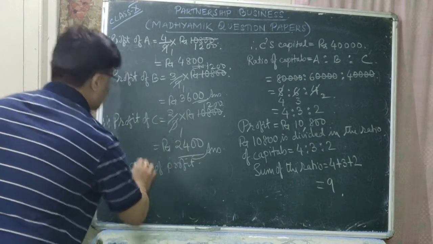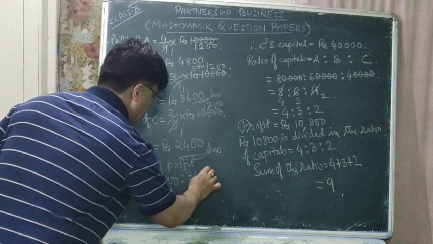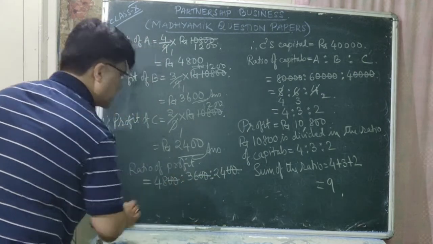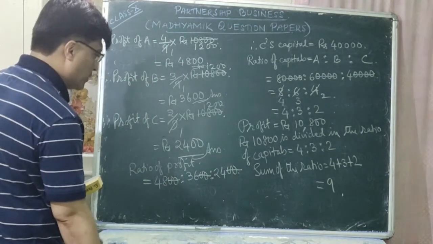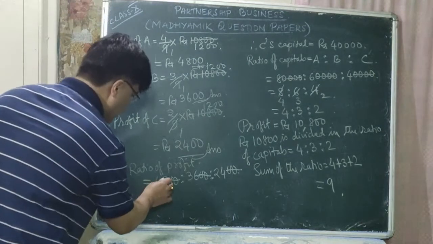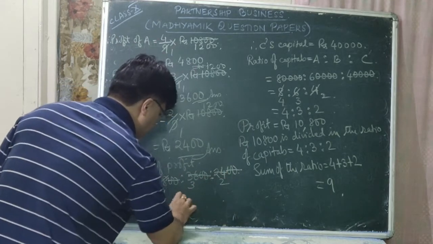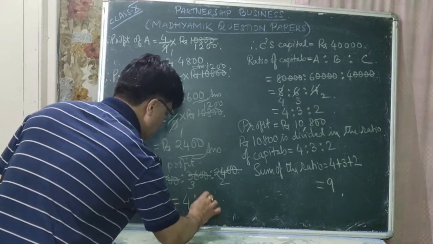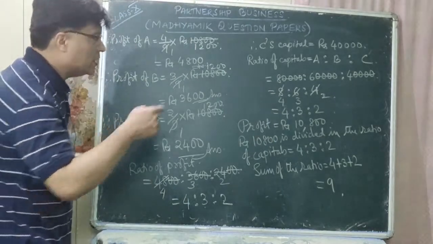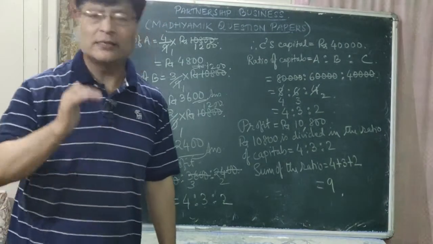So when finding the ratio of profit, A's profit is 4800 is to B's profit 3600 is to profit of C 2400. Right, so your 00 gets cancelled. You can cancel it by 1200. 12 4s are 48, 12 3s are 36, 12 2s are 24, which is equal to 4:3:2. Actually this is the ratio of profit and this is the ratio of capitals, so what do we see here is that ratio of capitals is equal to ratio of profit.